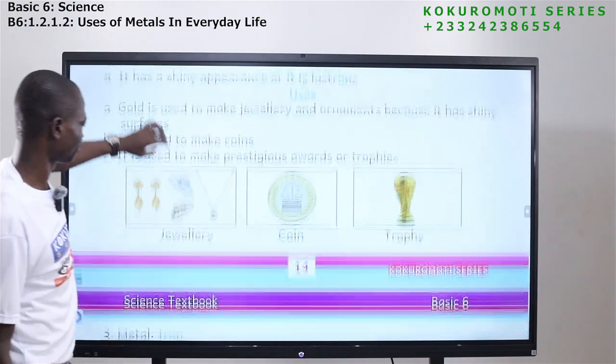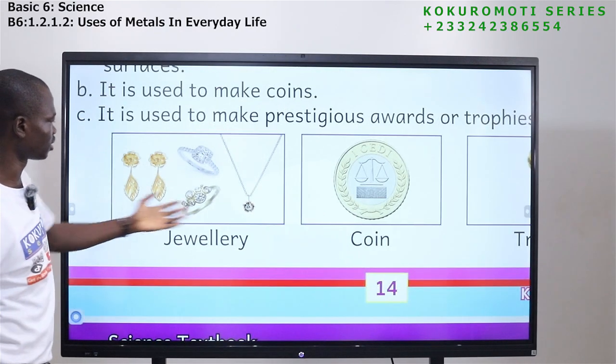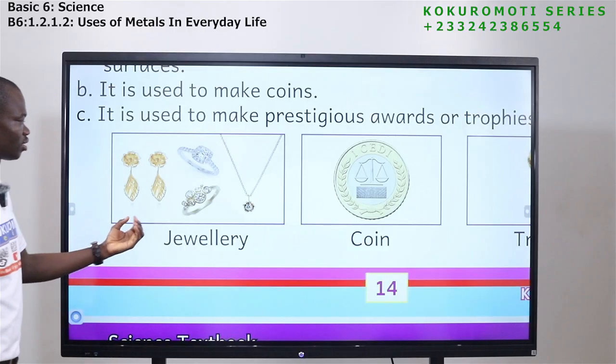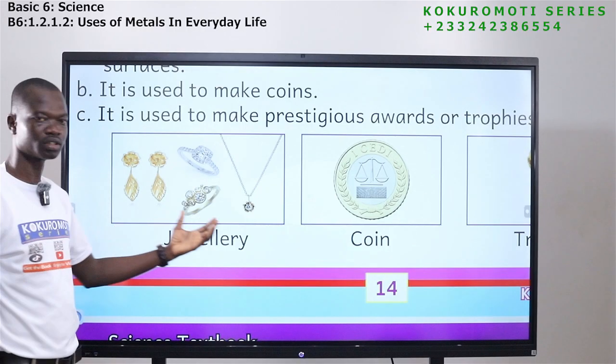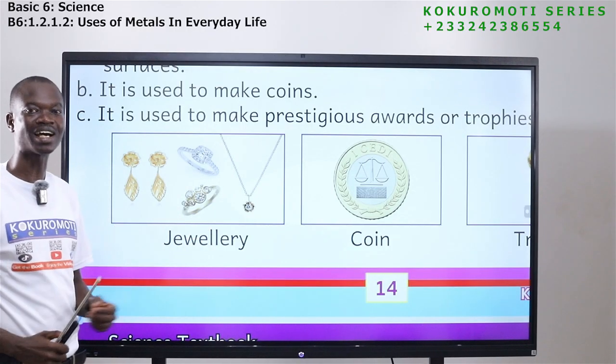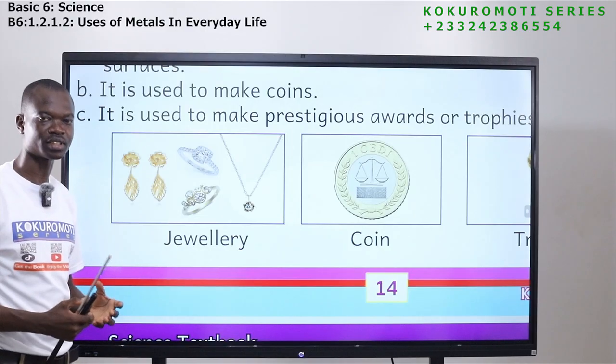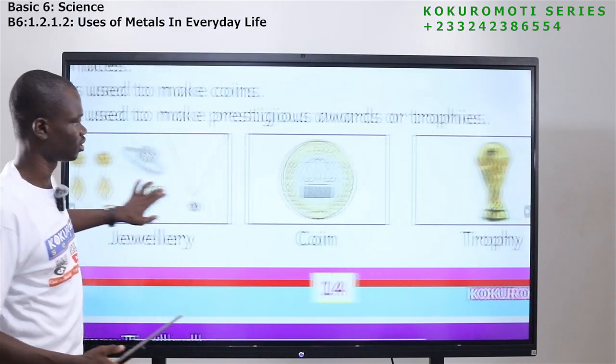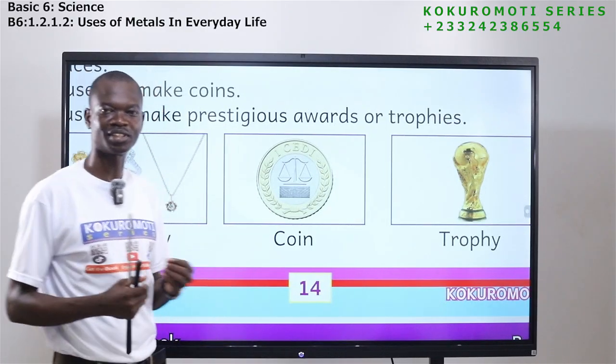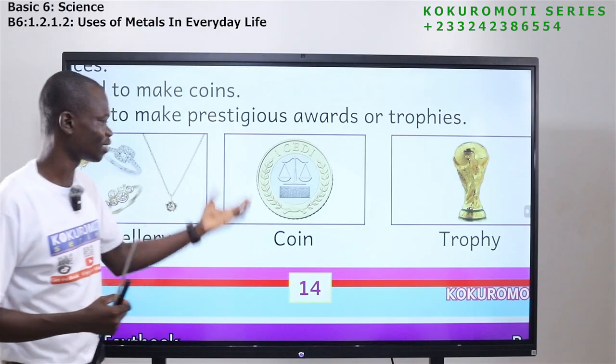So these are pictures. Let's look at them. You see, these are jewelry. We use gold to do these things because gold has what? Shiny surfaces. They are lustrous. If you look at coins, you see some are made of gold.